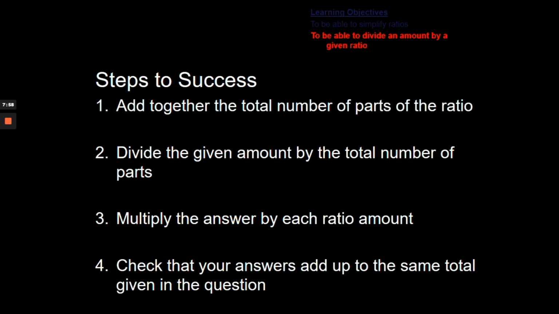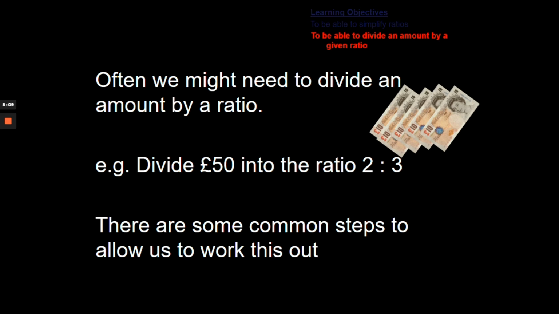So here are the steps that you need. You might want to make a note of these, so you can write them down if you want to. Step 1, add together the total number of parts of the ratio. So if we go back to this example, divide £50 into the ratio 2 to 3, add up the 2 parts, so 2 add 3 would equal 5.